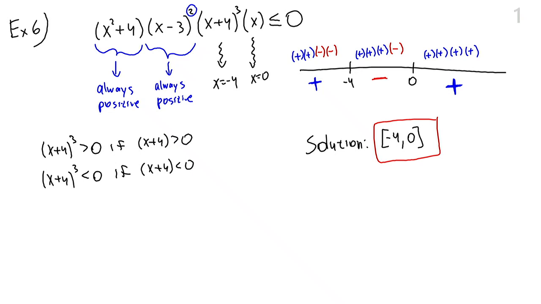So whenever you have a factored polynomial and you're solving an inequality, always look for which factors are always positive, and then you can essentially ignore them when you think about the signs.